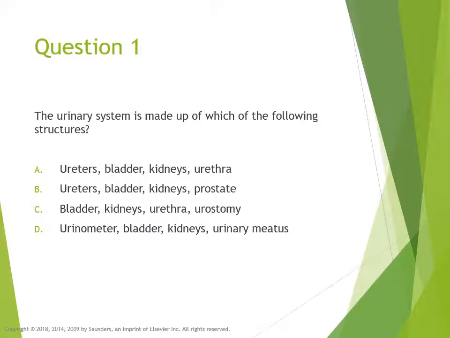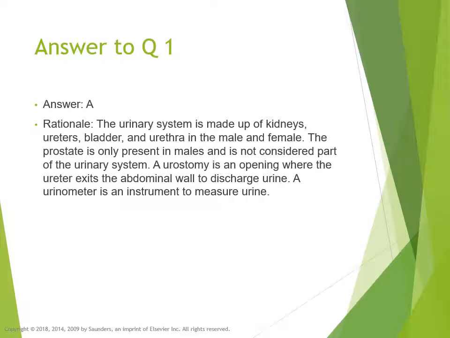Okay, quick fact checks for you all. Question number 1. Let's think about the urinary system. What is the urinary system made of? Which structures? Is it A, B, C, or D? I'll give you all a moment to answer this. Hopefully you all get the answer is A, right? So the urinary system is made up of the kidneys, the ureters, bladder, and urethra in both the male and female.